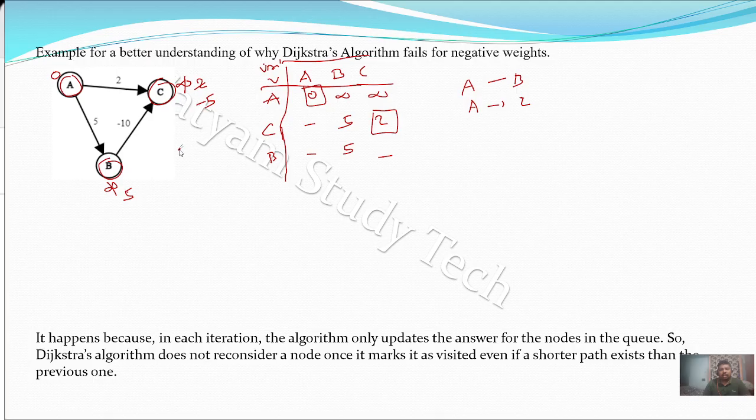But here you cannot find it out. That's why, if any negative weight is there in the graph, that is the drawback. You cannot apply Dijkstra's algorithm. In this case, you can apply the Bellman-Ford algorithm. In a later class we can discuss what the Bellman-Ford algorithm is and what its drawback is. It happens because in each iteration the algorithm only updates the answer for the node in the queue. Dijkstra's algorithm does not reconsider a node once it marks it as visited, even if a shorter path exists than the previous one. So this is the drawback.